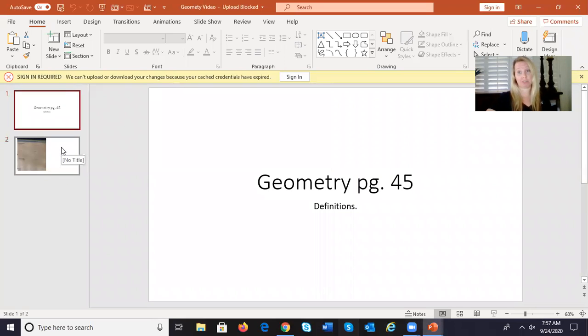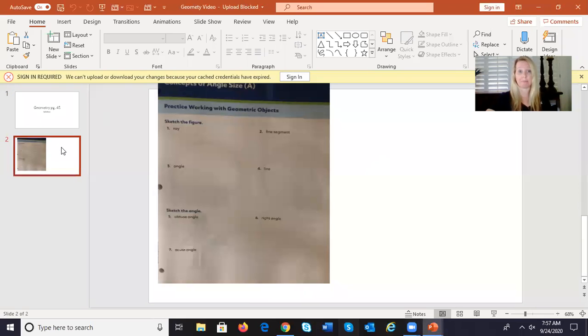We're talking about geometry this week. So this week you're going to see some words like ray, line segment, angles, line, obtuse angles, right angles, and acute angles. So I wanted just to go over briefly what these things are. So take a look. This first one on the page says ray.